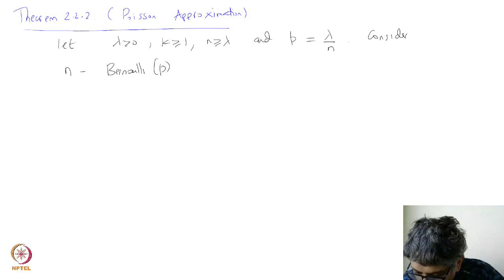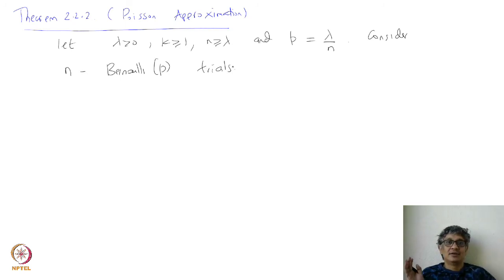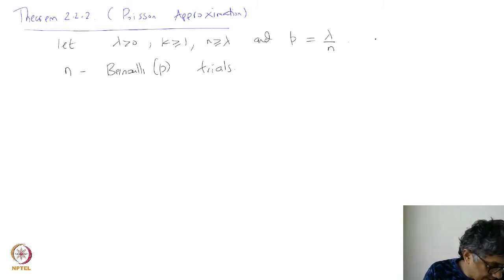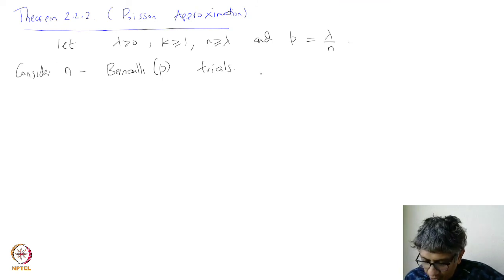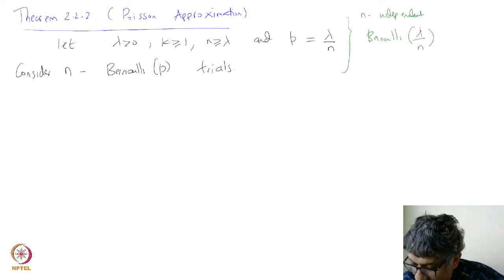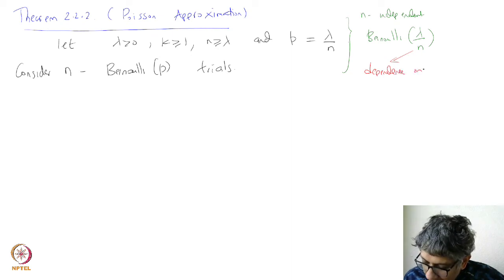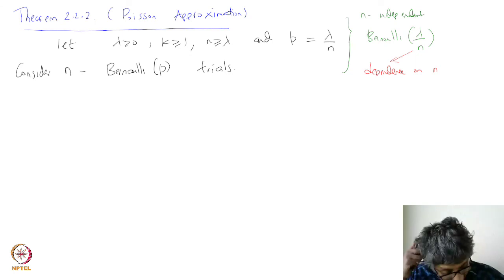All I'm doing is performing n independent trials with probability p of success. So let me consider n different trials. What are the things to keep in mind? One is that each trial is independent, n independent trials. And then the Bernoulli probability depends on n. So it's lambda by n. That's the crucial part you have to be careful about, that is the dependence on n. So for large n, I'm having success probabilities getting smaller and smaller, because p is lambda by n.